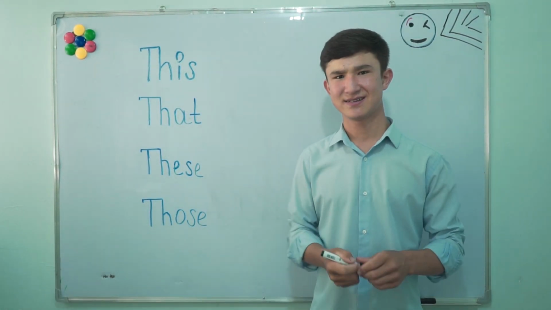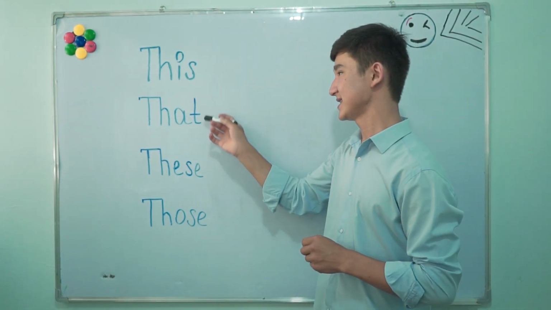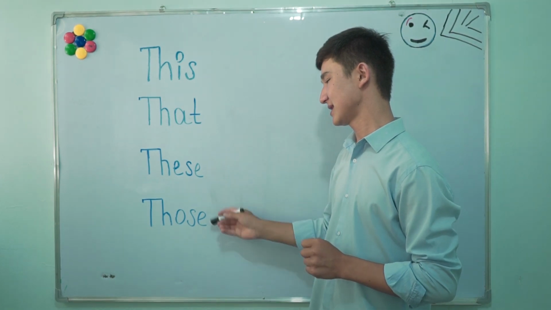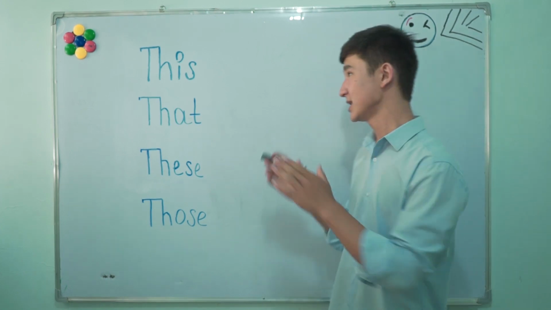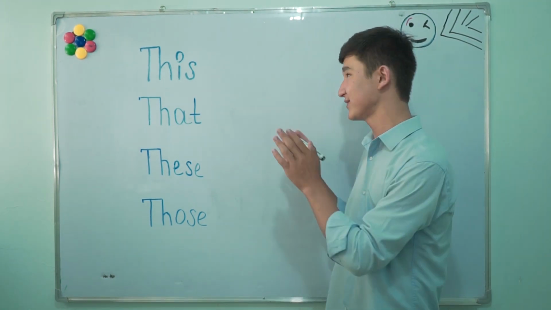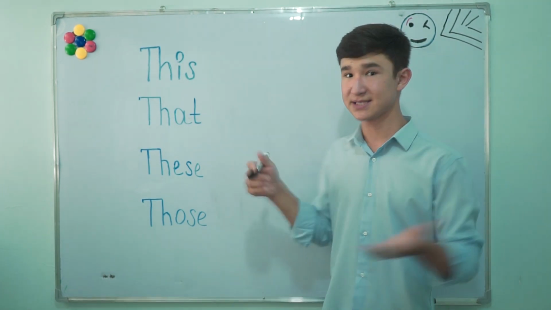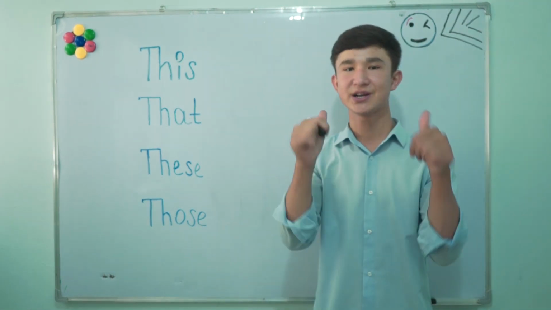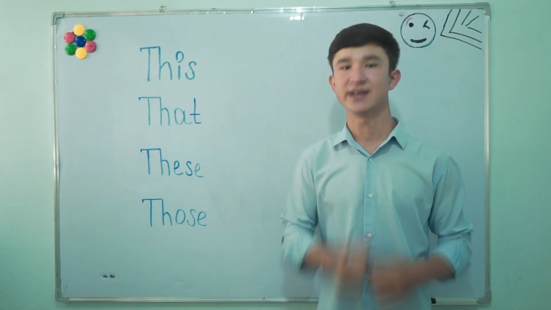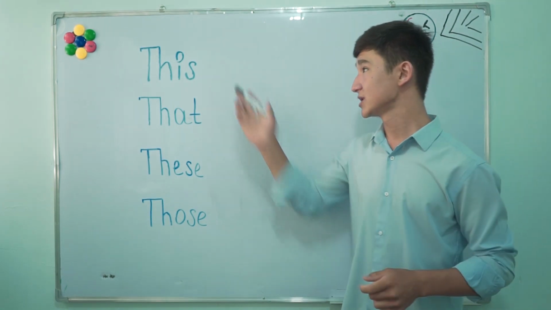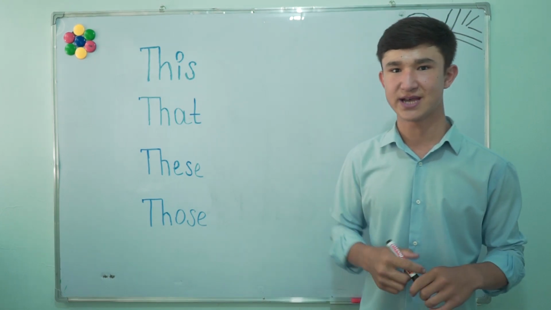In this lesson, we'll talk about a short grammar: this, that, these, and those. We'll talk about the difference between them and when we use them. If you don't know when we use them, in this lesson you will understand perfectly, 100%. Just watch this video from beginning till finish. Okay, let's start. We use them for showing something.